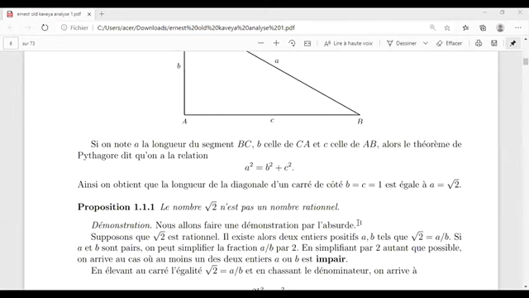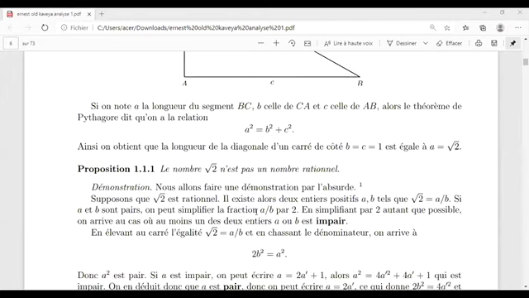We demonstrate this. Nous allons faire une démonstration par l'absurde, where we suppose that the square root of 2 is rational first of all. Every time we remember how we do proving by l'absurde, the first thing you have to do is suppose that it's rational. Il existe alors des entiers positifs A et B, tels que the square root of 2 is equal to A over B.